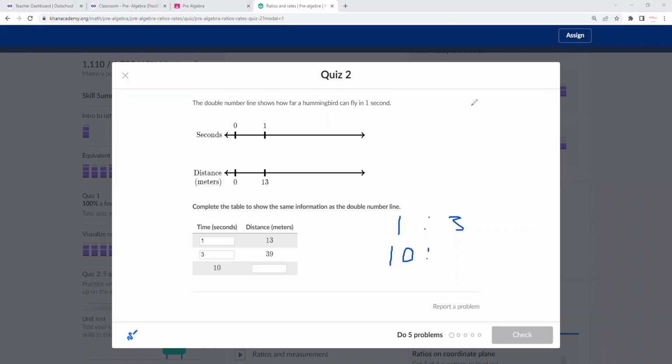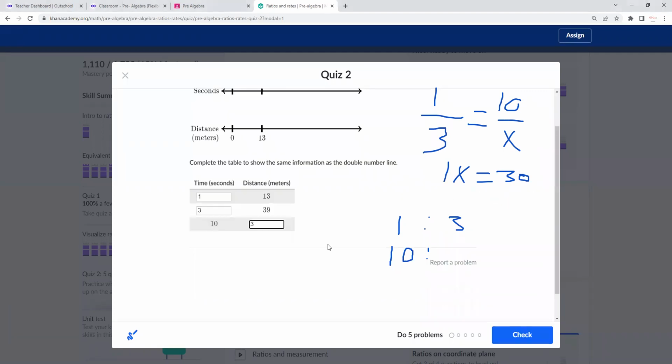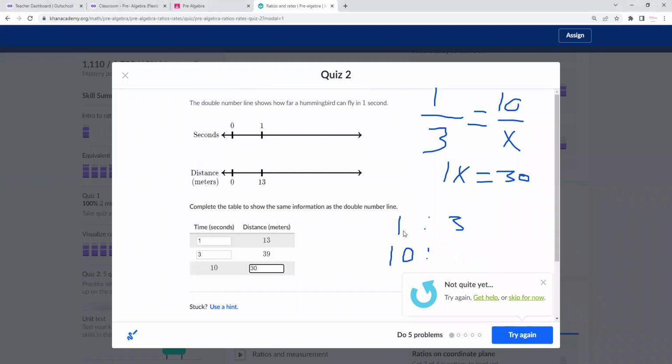And you can also do it this way. 1/3 is equal to 10 over we don't know, right? So it's time over distance. And you can just cross multiply. This gets 1x. This gets 30. Divide by 1, right? Well, or just 1x equals 30. So x equals 30. You can do it that way if it helps too. Sometimes I need to do it that way.